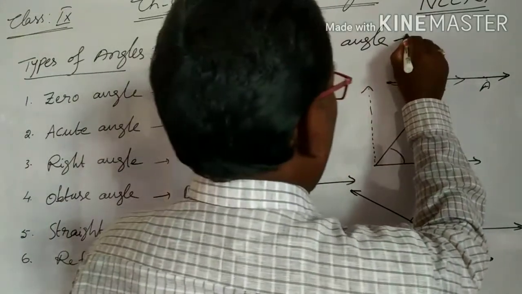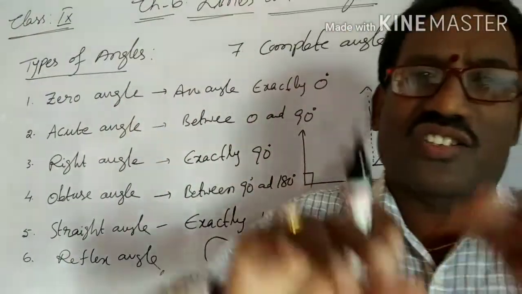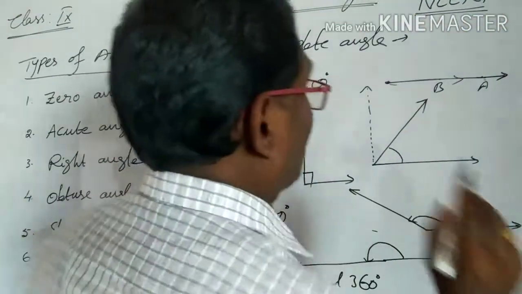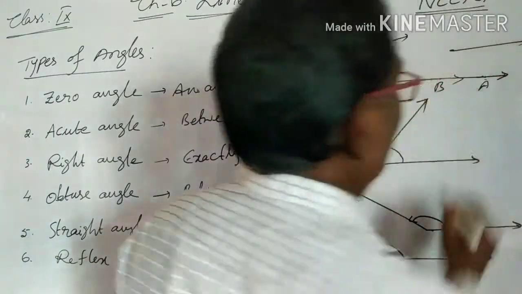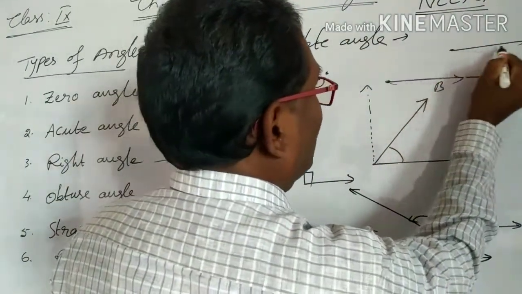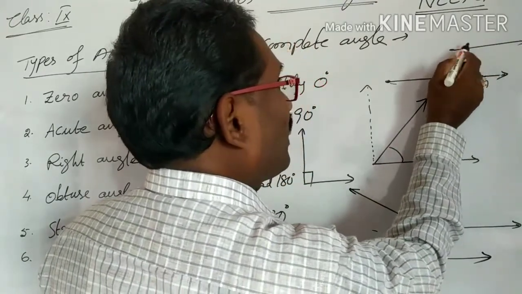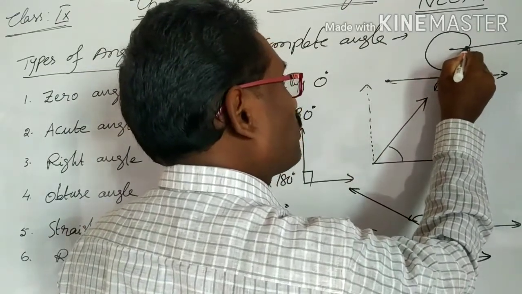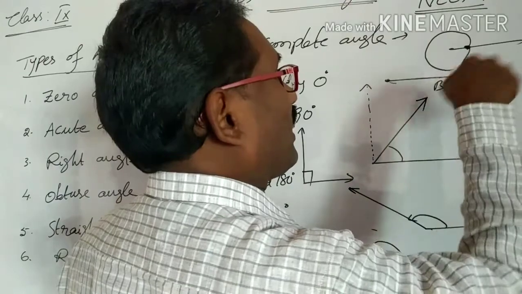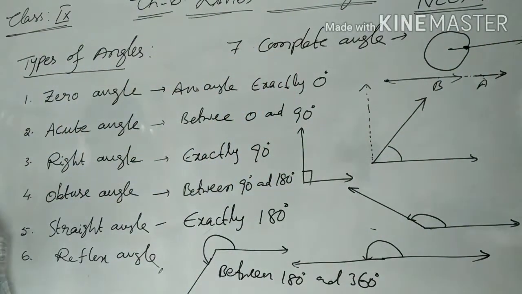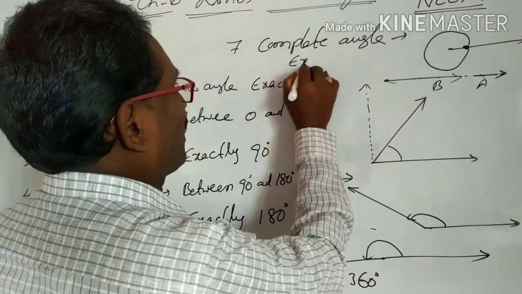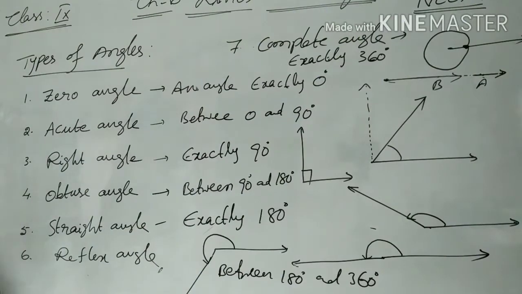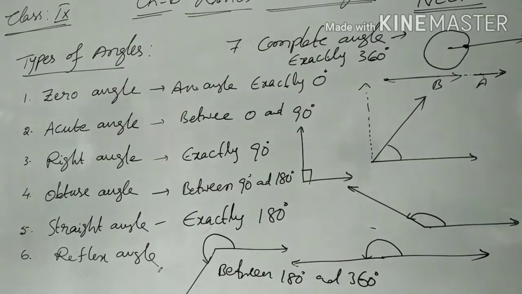See, complete angle. Complete angle means an angle measures exactly 360 degrees. That means this is the initial ray, and the terminal ray starts here. This ray moves like this, coming here anti-clockwise, completely back to the same position. This is called a complete angle. An angle measures exactly 360 degrees.